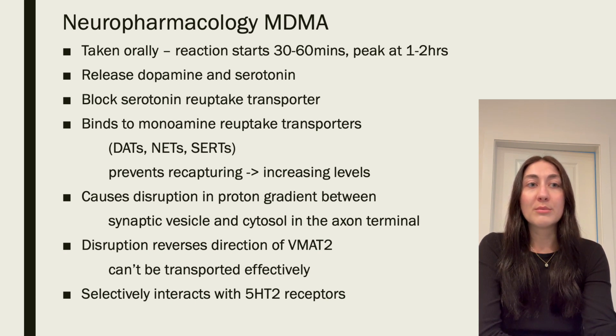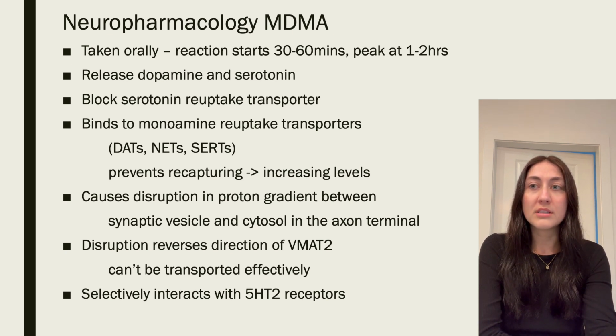It causes disruption in the proton gradient between the synaptic vesicle and cytosol in the axon terminal. This disruption reverses the direction of the vesicular monoamine transporter 2, and it causes a pouring out of monoamine molecules, and therefore they cannot be transported effectively.